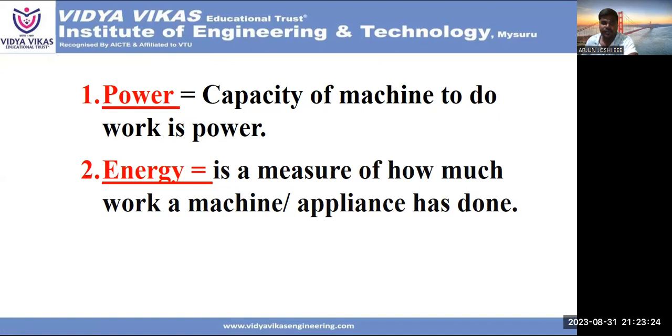Let's see the basic definition of power and energy. Power is the capacity of a machine to do work. How much capacity the machine has, that is power. Energy is how much time that machine is going to work. Energy is a measure of how much work a machine or appliance has done. That is the definition of power and energy.